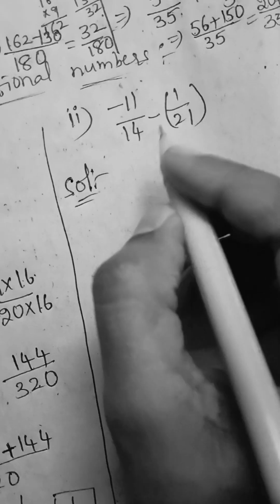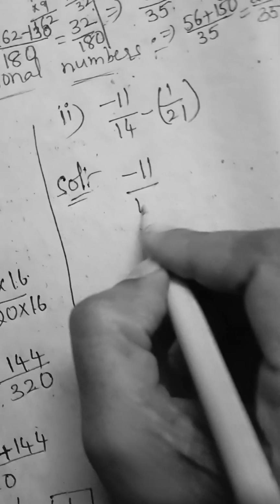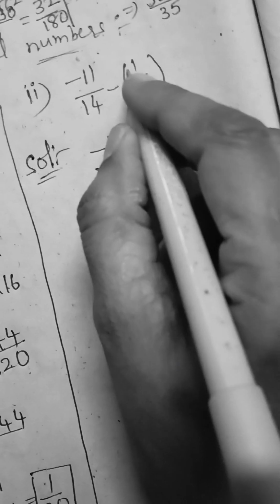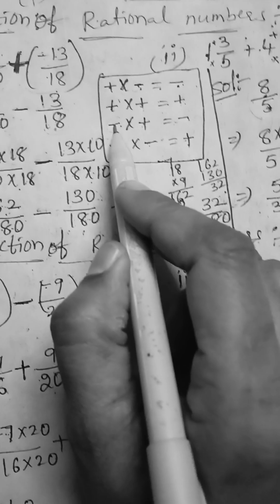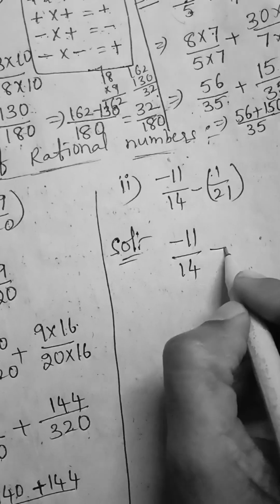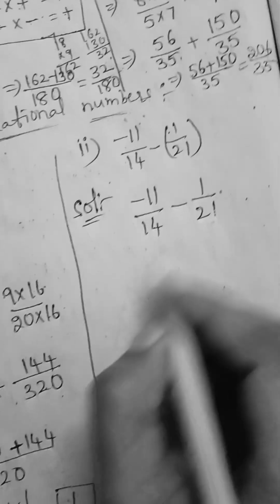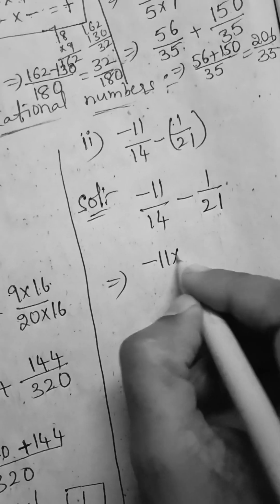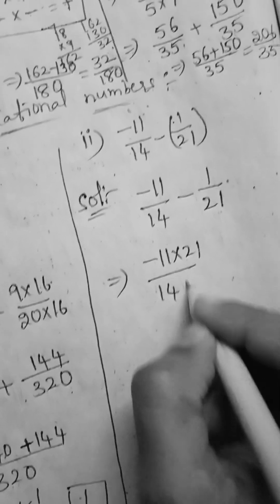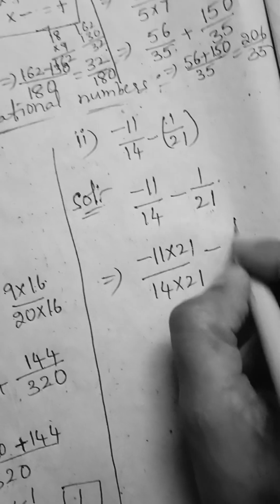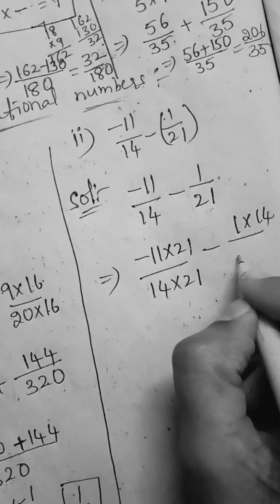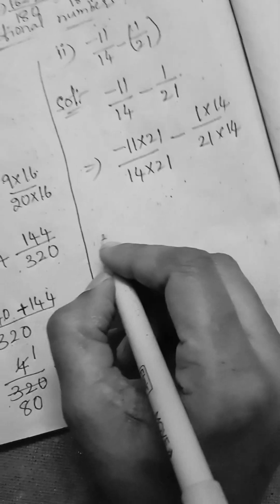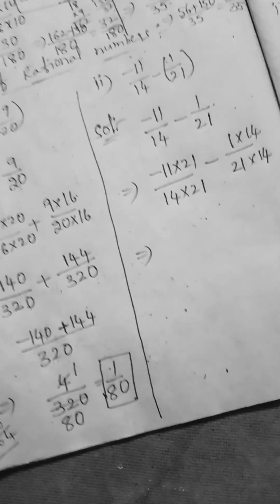Another sum I have also written here. Solution: minus 11 by 14. Here minus only is there, this is a positive value. So minus into plus, minus only. Minus into plus, minus only. So we have to write minus 21. Already I said that two fractions are there, no? That is 11 into 21 divided by 14 into 21, minus 1 into 14 divided by 21 into 14, equal to 11 into 21.